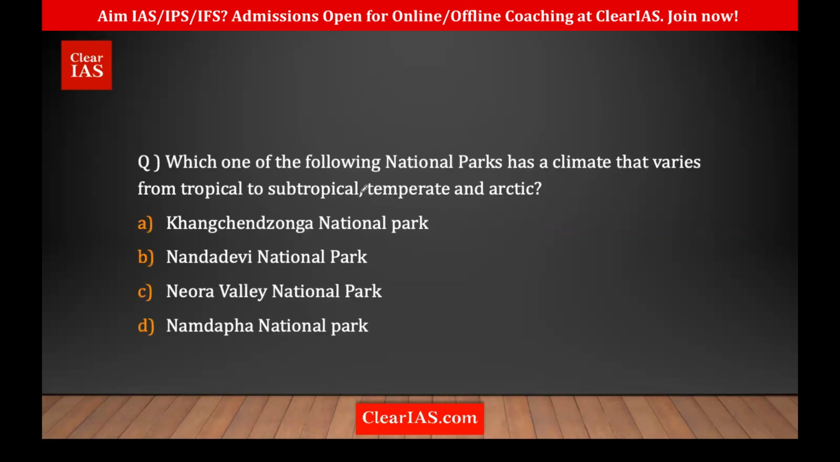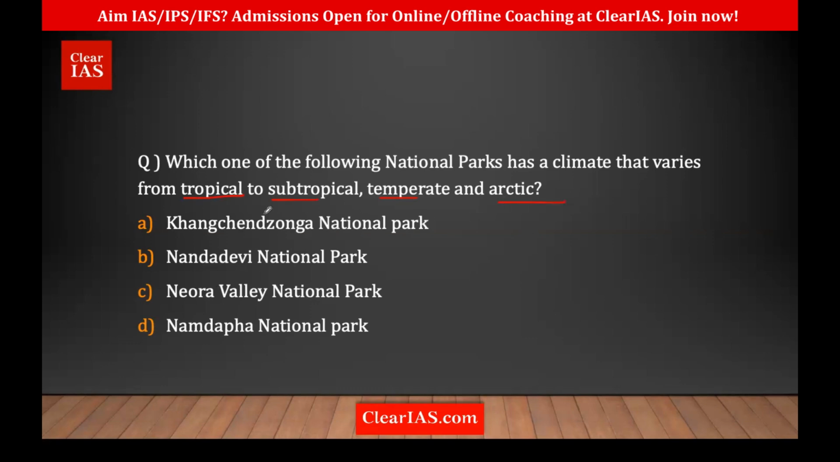Now we'll see a question which was asked previously by UPSC. Which one of the following national parks has a climate that varies from tropical to subtropical to temperate and Arctic? So you have Kanchenjunga, Nanda Devi, Neora Valley, Namdapha. We've not seen Nanda Devi, the rest we have seen. So which one do you think? The question is, which national park has a climate that varies from tropical to subtropical, temperate, as well as Arctic.